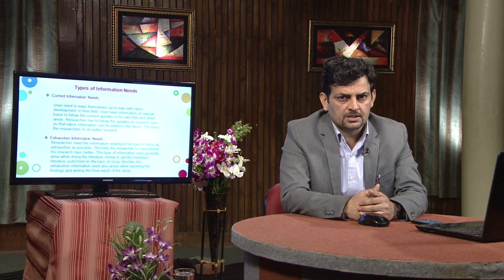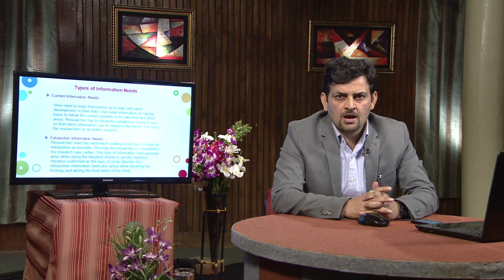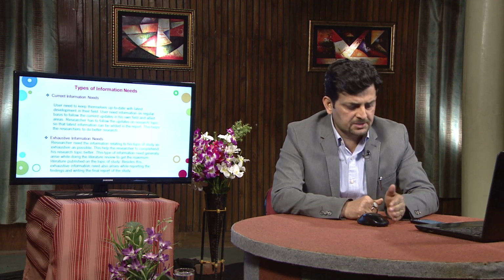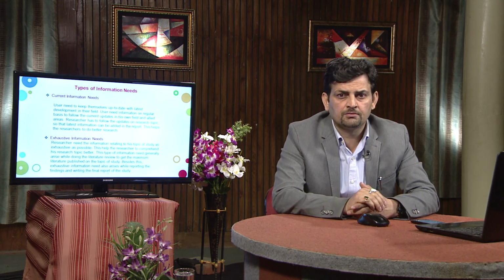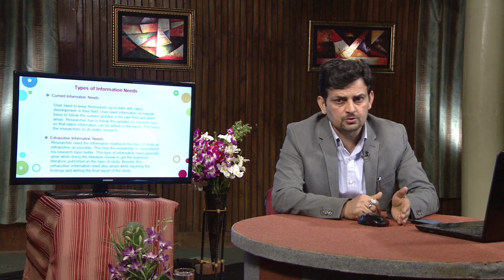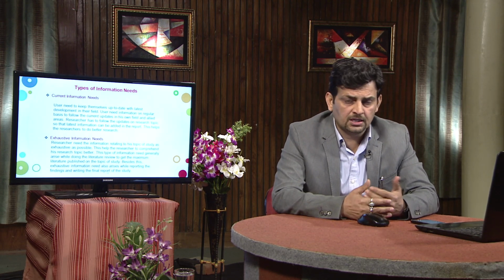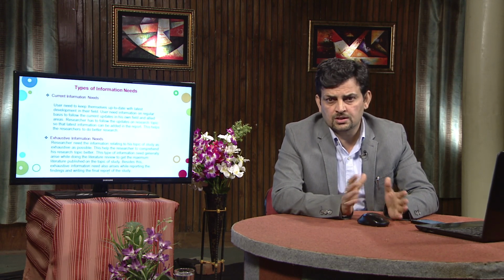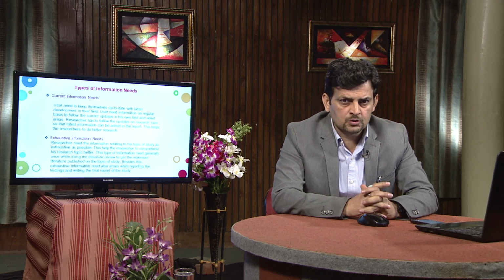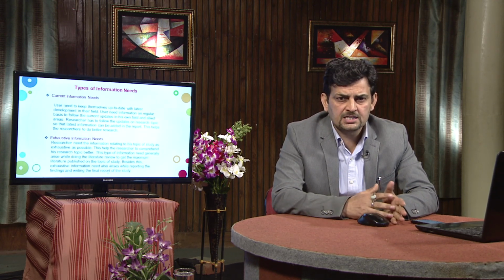Besides that, another type of information need is exhaustive information needs. Sometimes researchers have to initiate their studies. While initiating their studies, they need to understand what previous studies have been done in that area. Therefore, they search various databases on the web, they also consult various primary sources, various secondary sources in the form of encyclopedias, dictionaries, directories, and they also consult various tertiary sources. So, they need complete, maximum information.